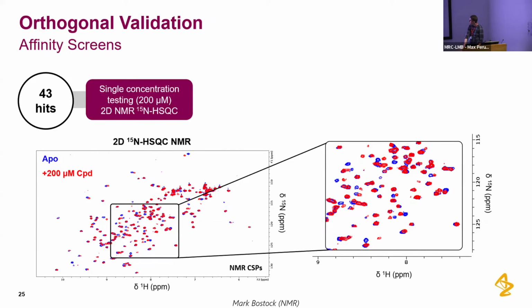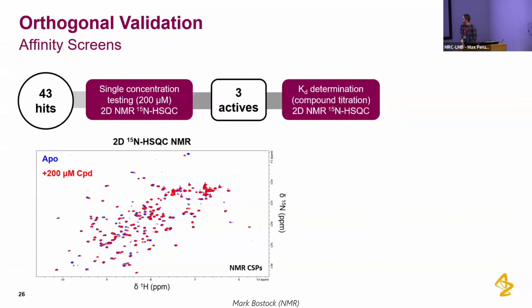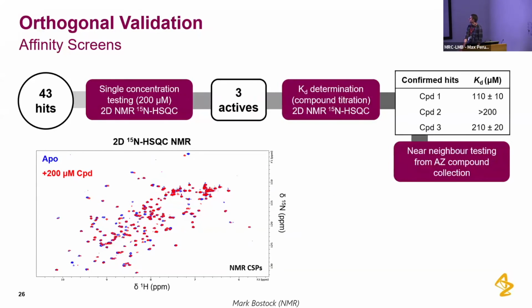So after all 43 of those were tested, only 3 showed the behavior we expected, indicating binding. The next step, which is always the case after single concentration testing, is dose response to see if we can determine affinity for the compounds. And 2 of the 3 had measurable affinities. They were weak, but if you don't have anything else to start off with, then this is a good place to be.